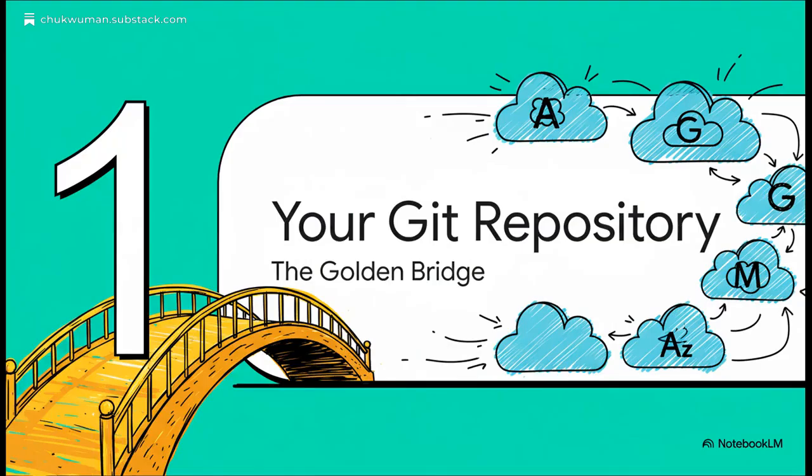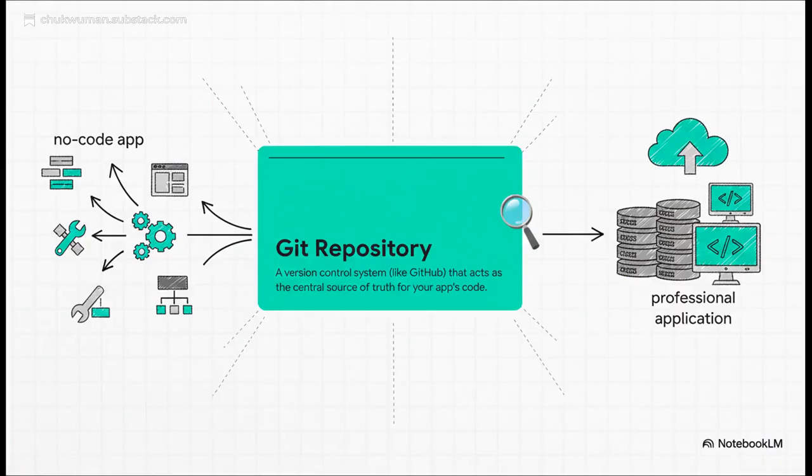And here it is. This is the key. The one single piece of the puzzle that connects your brilliant prototype to every single major cloud platform out there is your Git repository. You've got to think of this as the golden bridge, taking you from your idea straight to production. So what is it, really?